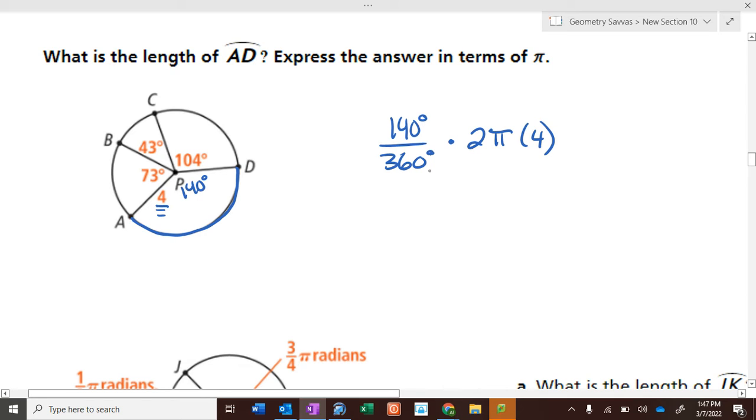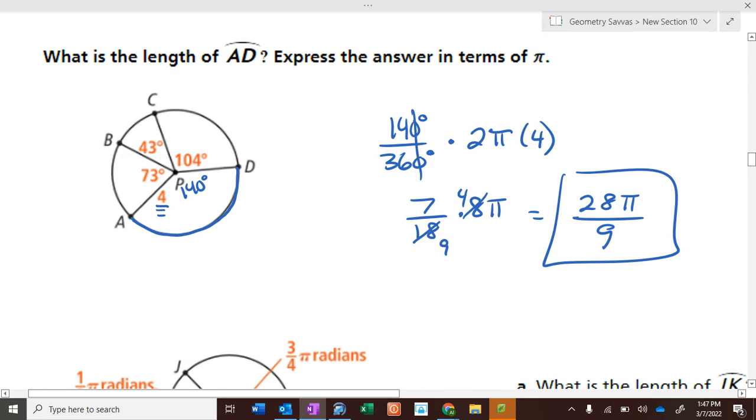So they want the answer in terms of pi. Well, these cancel, and 14 over 36, 2 goes into each. That's 7/18 times 8 pi. Well, 8 goes into 18... 4, and 9 times. So it's 28 pi over 9 is our actual final answer. Some crazy fractions there.